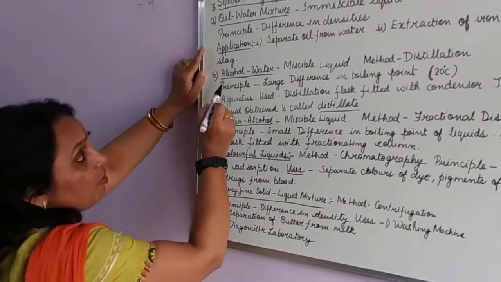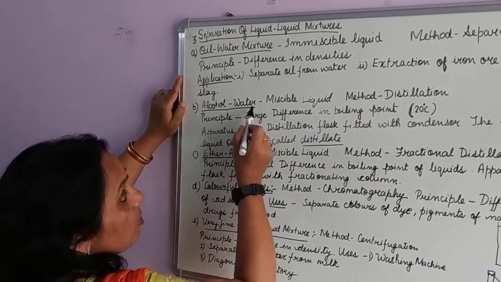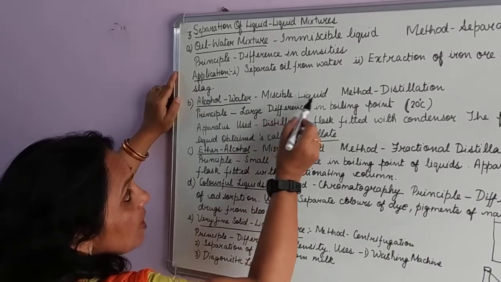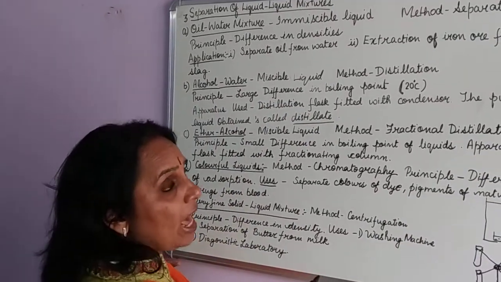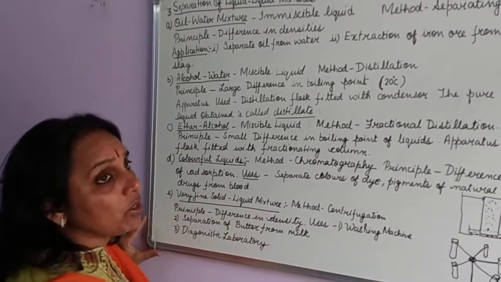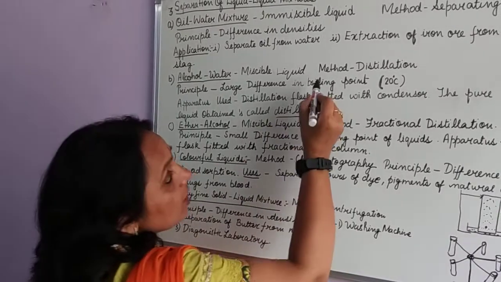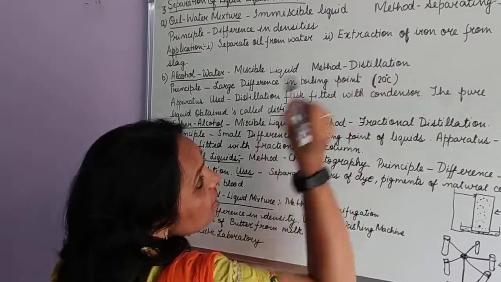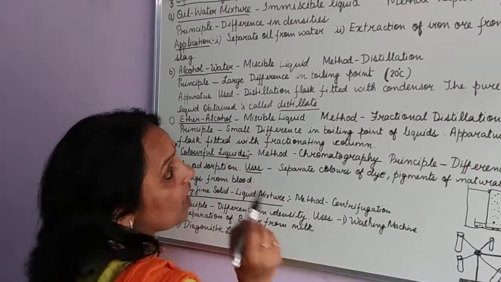The second type of mixture is alcohol-water mixture. Both alcohol and water are miscible liquids. Miscible liquids means the alcohol dissolves very nicely in water. Why? Because the difference in density is not much. Okay. The method of separation is distillation. The apparatus used is distillation flask.